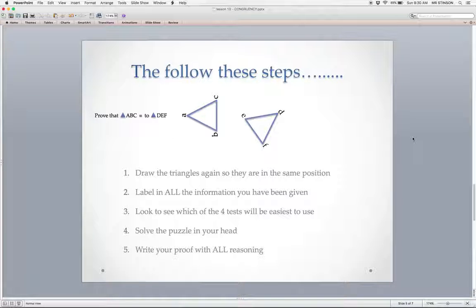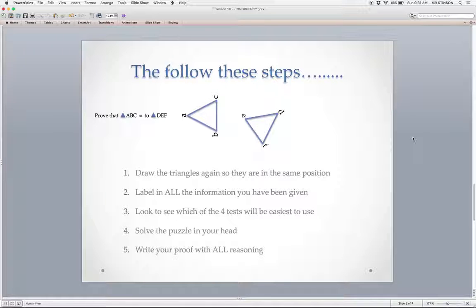This might be that one pair of corresponding sides is already equal, or that one pair of corresponding angles are already equal. It might even be that they are right-angled triangles, but label this information in. Number 3. Scan the two triangles and the information you've been given to look to see which of the 4 tests will be easiest to use. Is it going to be SSS, SAS, AAS, or RHS?